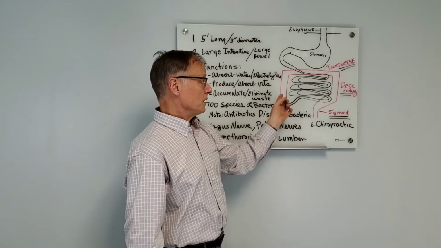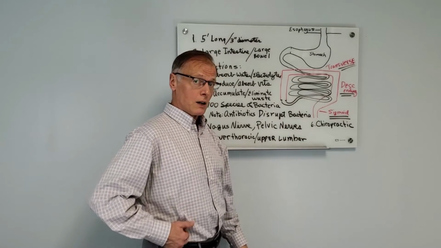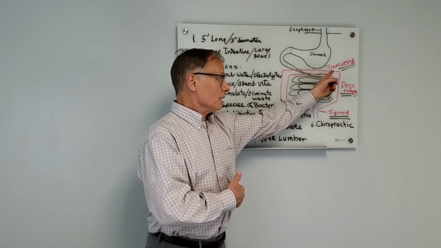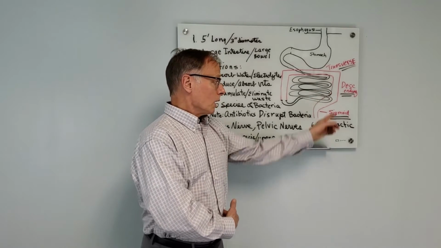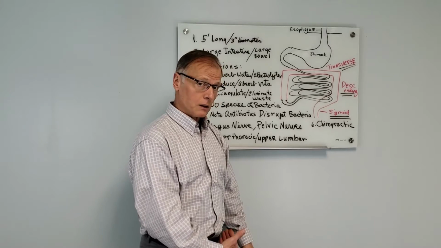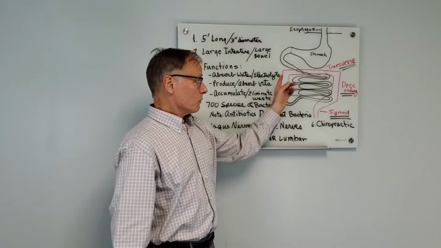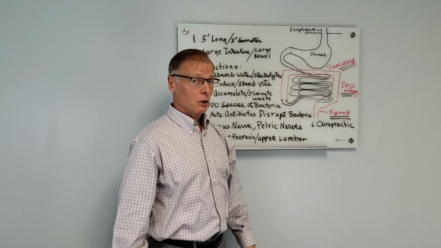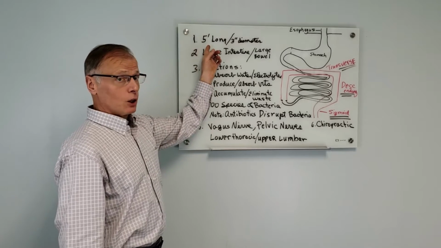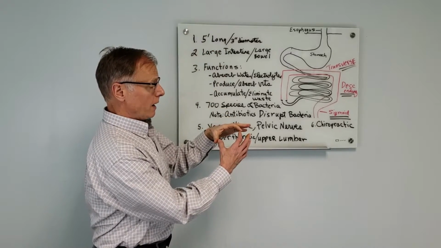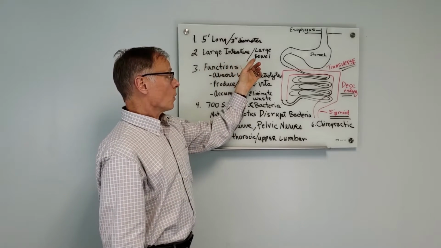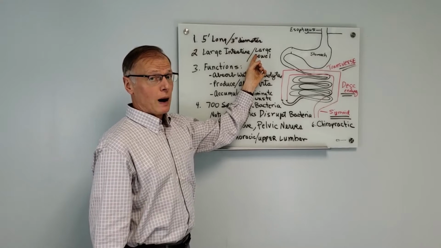You have the ascending colon, which is on the right side and comes up, the transverse colon, which goes across, the descending colon, which goes down, and then the sigmoid colon, angling down and out. Those are the four major sections. The large intestine is about 5 feet long and 3 inches in diameter, and can also be referred to as the large bowel.